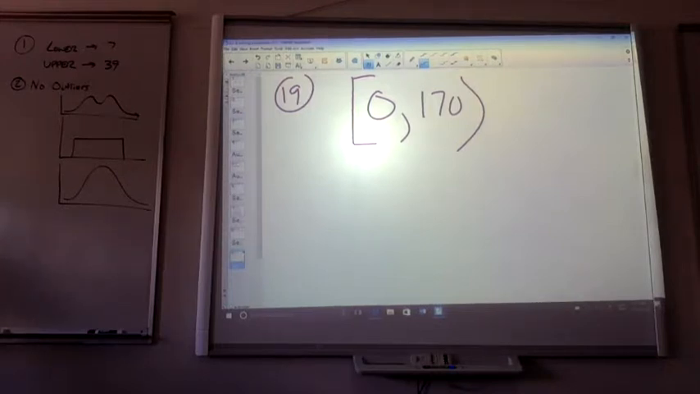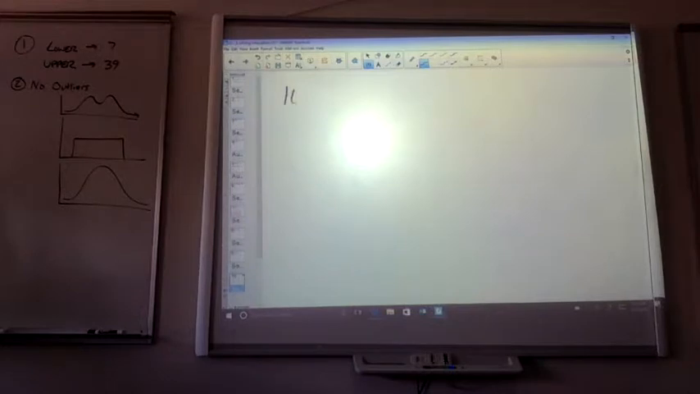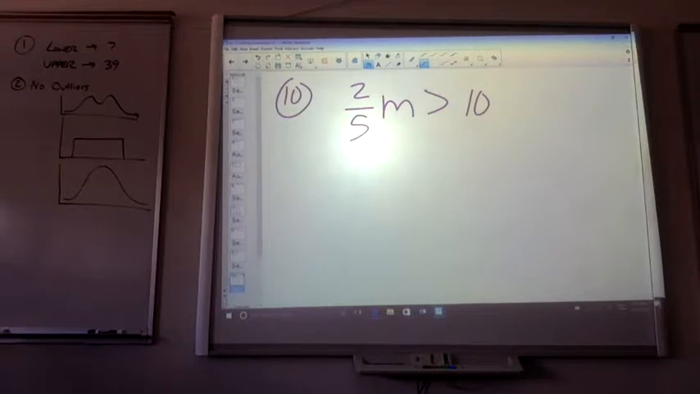Other questions on the homework? Number 10. That's a good one. This is one that students struggled with on the test, this type of operation. So what do you think? I have 2/5 m that's greater than 10. Go ahead. What do you think? 5 on that side and 5 on the other side. Multiply each side by 5? Yeah, I think that's fine.